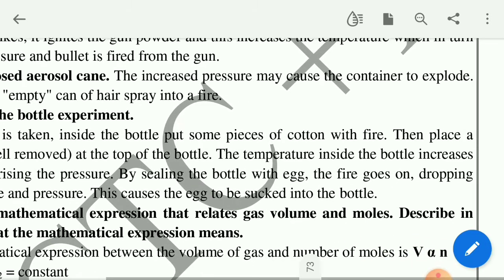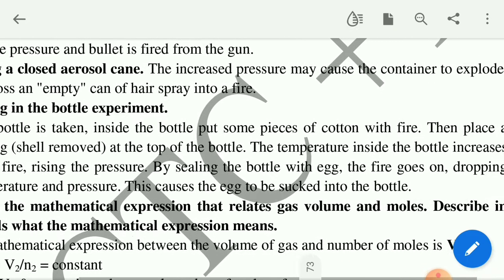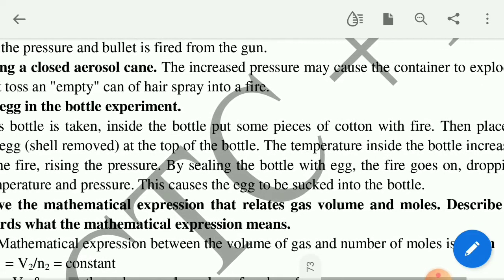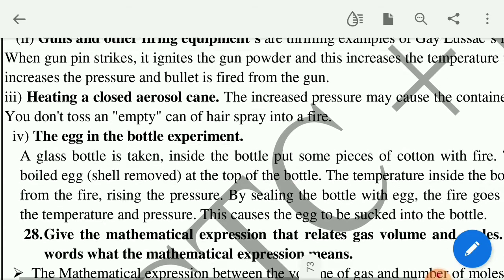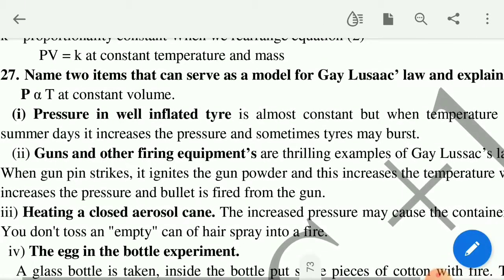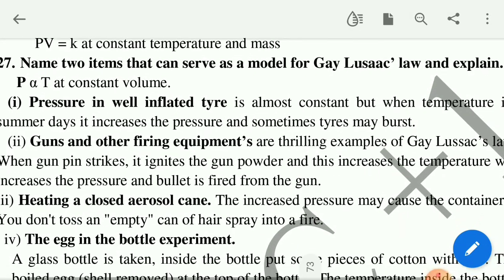The temperature inside the bottle increases from the fire, raising the pressure. Sealing the bottle with the egg, the fire goes out, dropping the temperature and pressure. This causes the egg to be sucked into the bottle. These are the reasons for the two items that can serve as a model for Gay-Lussac's law. Okay.